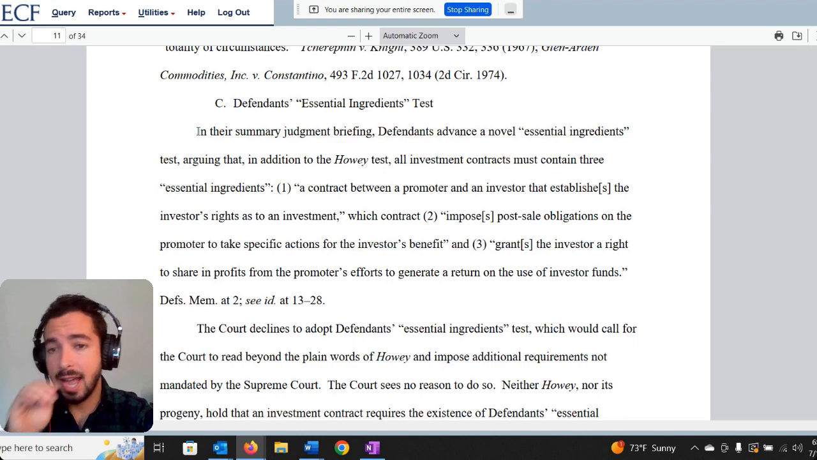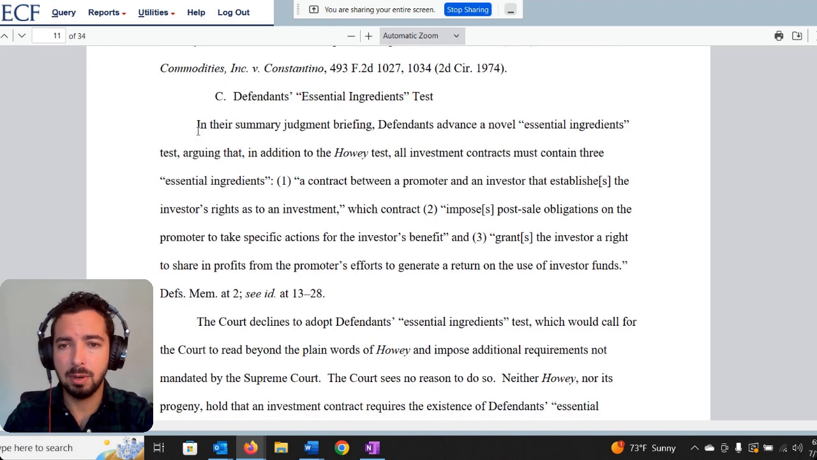I haven't actually read the analysis section of the case, so there's been a lot of hype that Ripple actually won this case. So they might not even need to do that. Okay, so let's just get through it. This essential ingredients test that was denied by the judge.